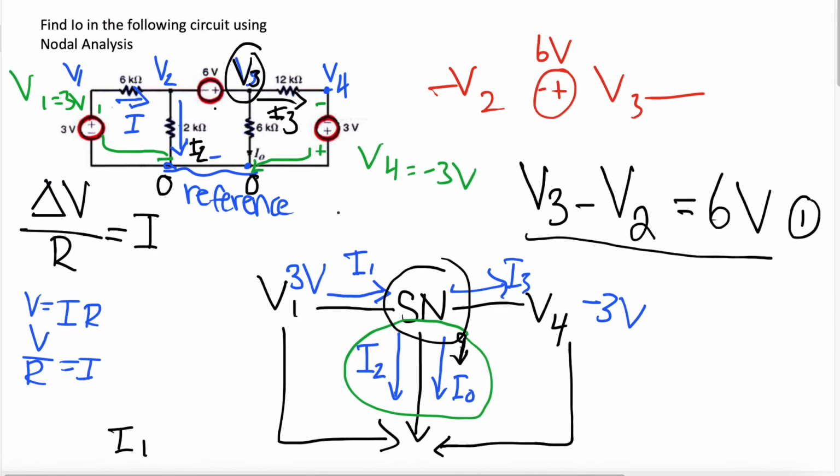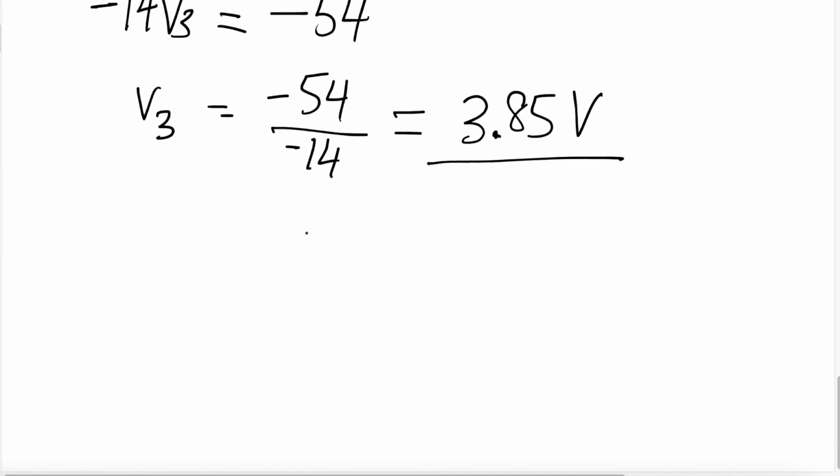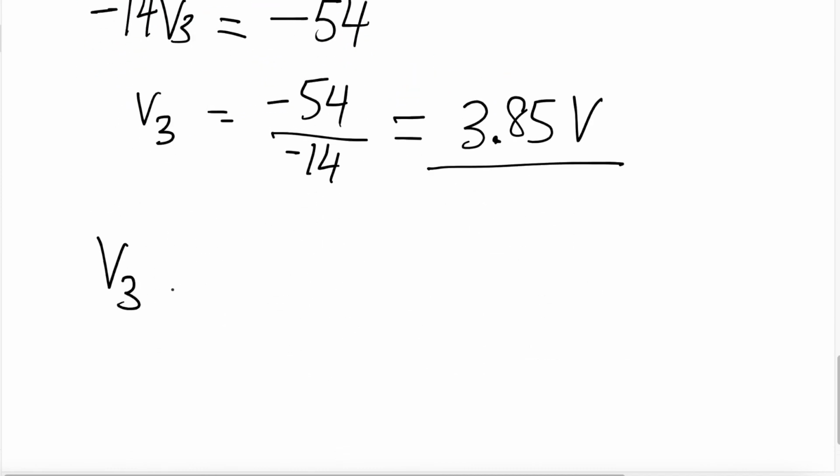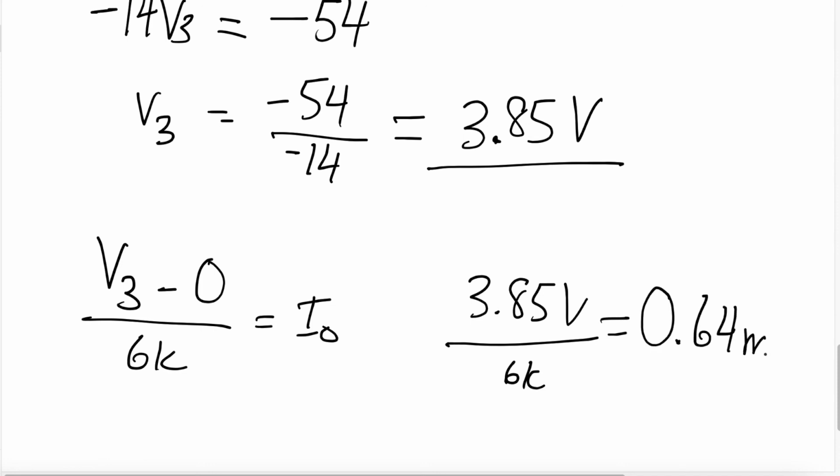If we go all the way back to the beginning, we know that I naught is V3 minus 0 divided by 6K. That's where we're going to find out what I naught is. So V3 minus 0 divided by 6K equals I naught. And what is I naught equal to? That's essentially 3.85 volts divided by 6K, which is equal to 0.64 milliamps. So our final answer is I naught is equal to 0.64 milliamps. And that is how you solve that problem using nodal analysis.